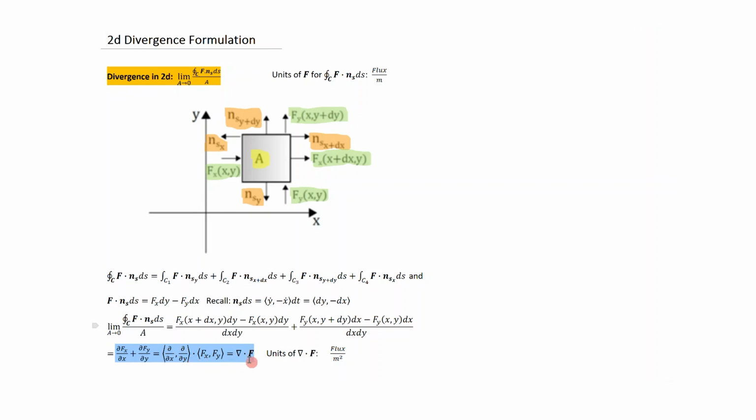So this is what we define as the divergence of a vector field, and it basically comes from this definition that you see here. By the way, the units of the divergence of F will be flux divided by meters squared. Why? Because a partial with respect to x is going to give you an additional meter, so this is flux per meter squared.